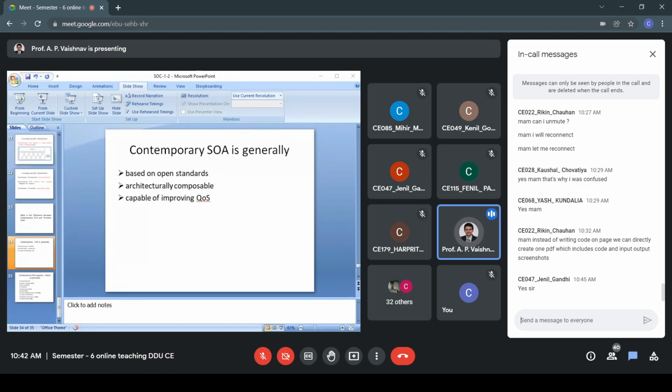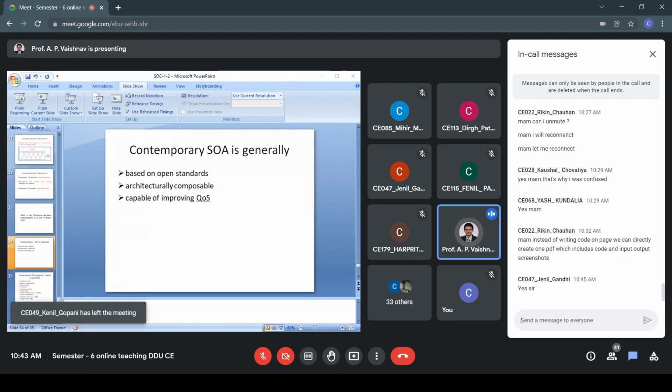So we were discussing the contemporary SOA characteristics last time, and there was a power cut, so we had a lot of interruptions. Today we'll just revise those things, and then we will start with a new chapter. Fine. So let me just revise what is the difference between primitive service-oriented architecture and contemporary service-oriented architecture.